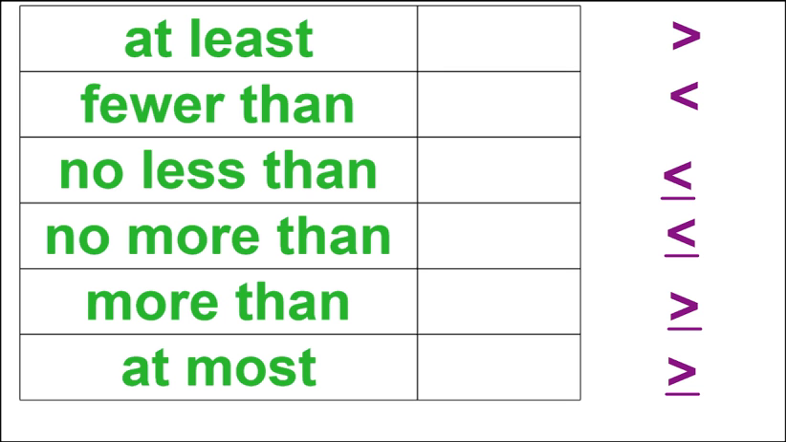All right, one of the important things is words. At least, fewer than, no less than, no more than, at most. These are words you will see in problems. Each of those phrases means a different inequality sign.